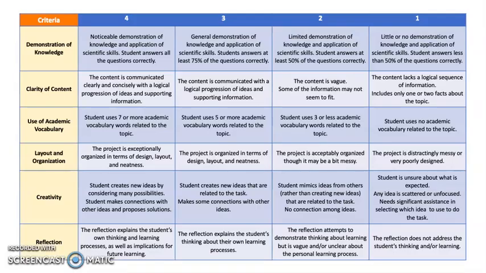This is one of the rubrics used in capstone projects for elementary, showing 6 different criteria: demonstration of knowledge, clarity of content, use of academic vocab, layout and organization, creativity, and reflection. This rubric is shared with the students before they even begin working on the project, and so they should be aiming to score 4 points on each and every criterion.